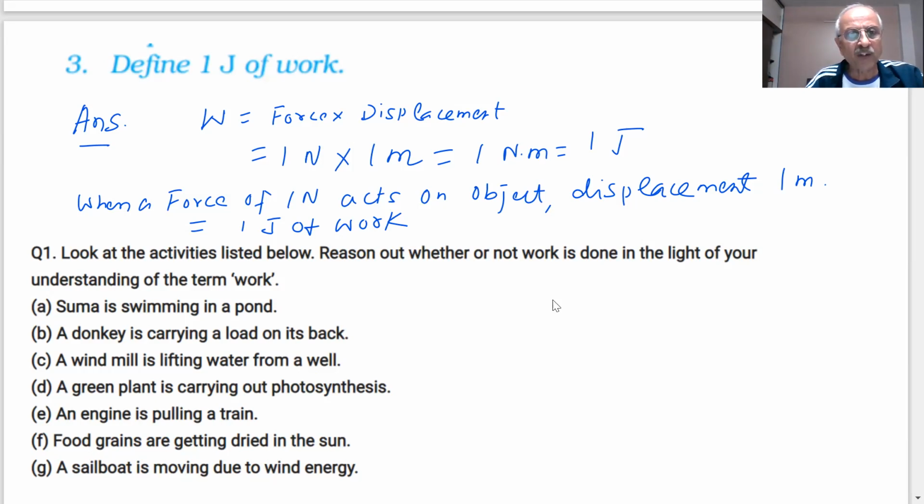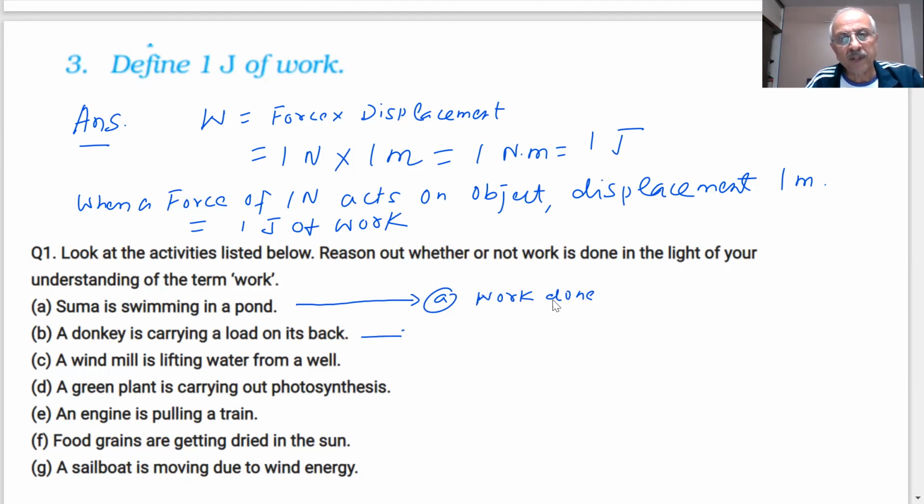First part, Suma is swimming in a pond. What do you think? Work has been done? Yes, sir. Why? Because, sir, there is a displacement. When you see force has to be applied, there both force and displacement are there. Therefore, work is done.